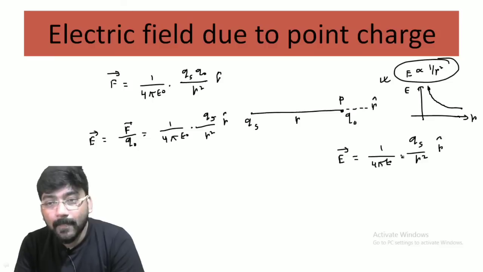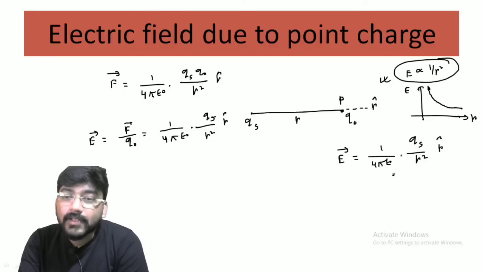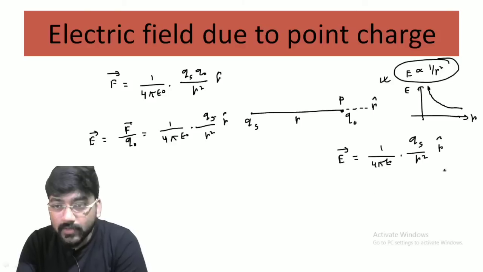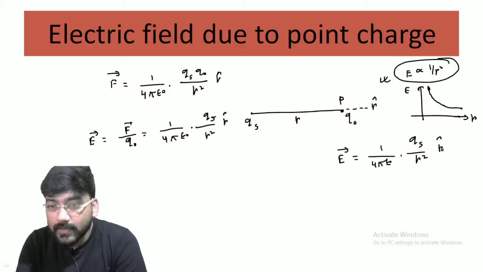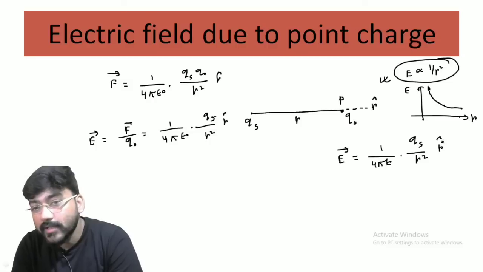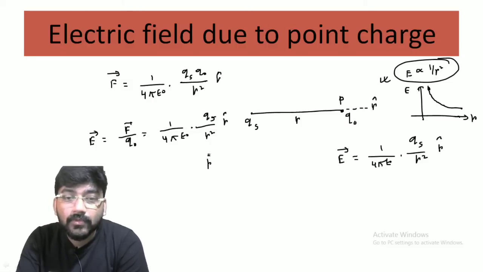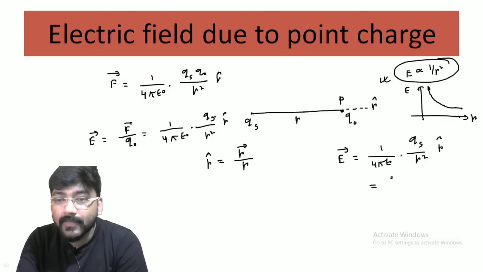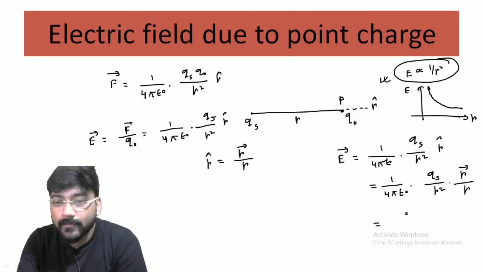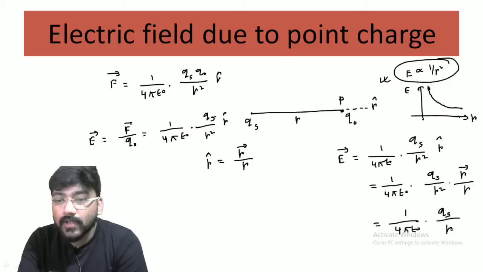Now, you can express this result in a different way also. Instead of r cap, if you want to express it in terms of r vector, then you can put r cap equal to r vector divided by its modulus. In that case, it will be 1 upon 4 pi epsilon naught into QS upon r square into r vector divided by r. So it will be 1 upon 4 pi epsilon naught QS upon r cube into r vector.